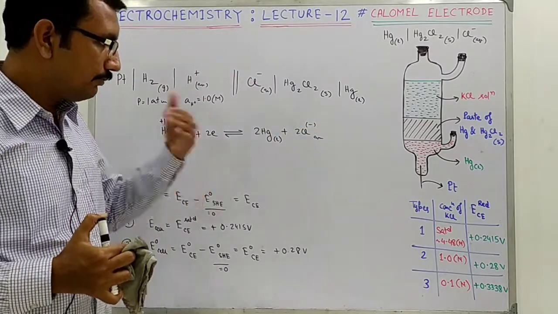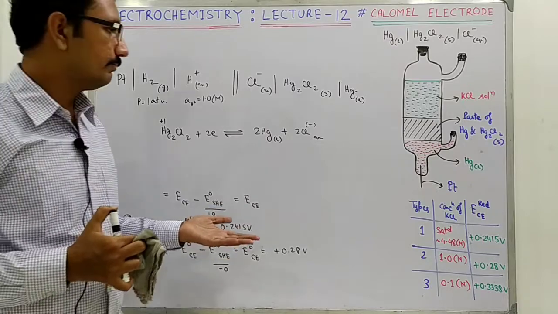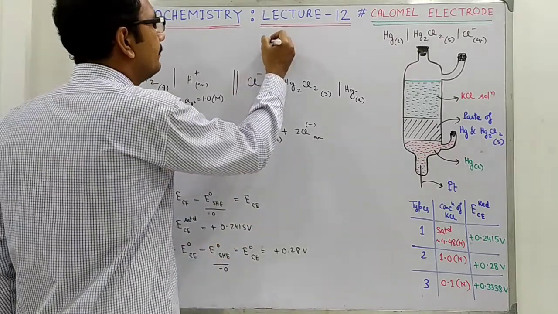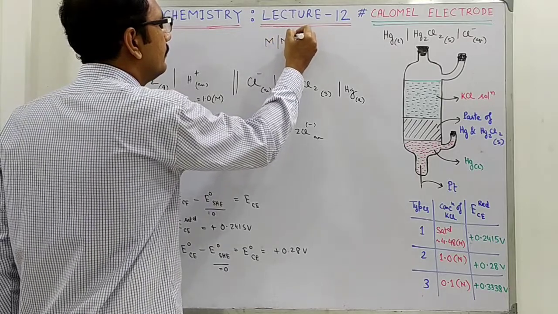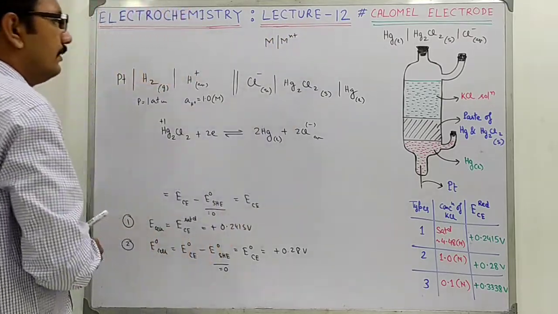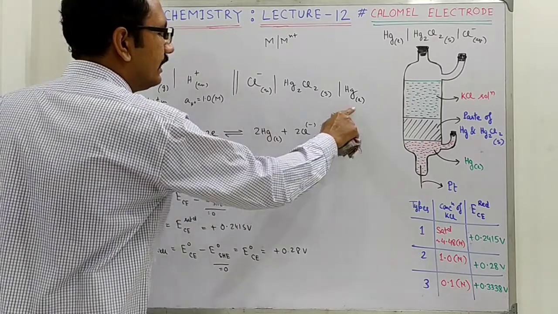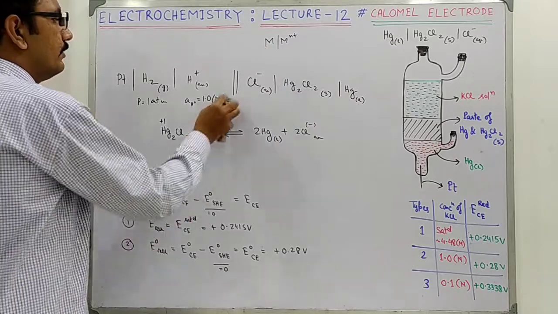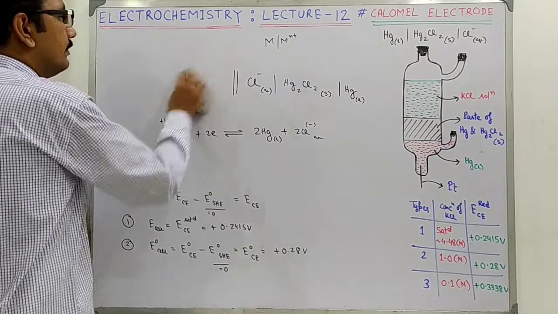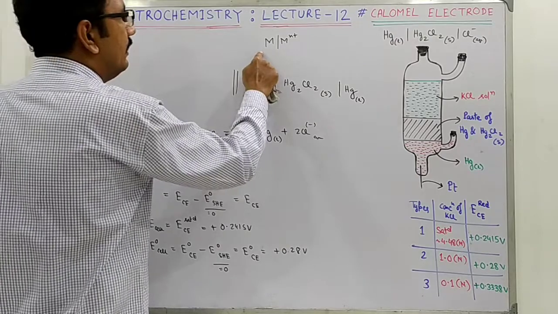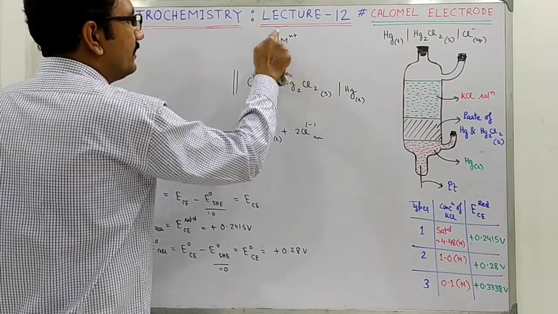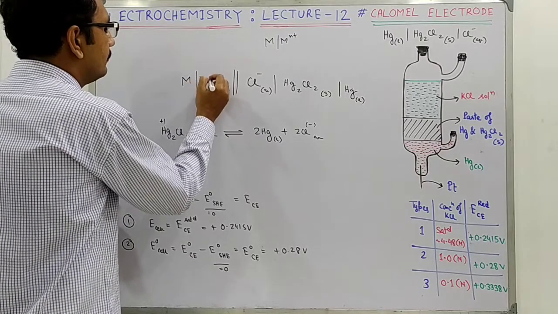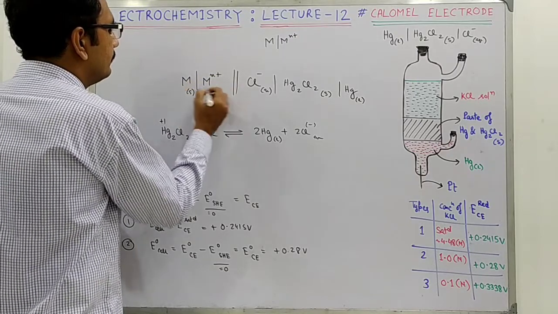Now, next what is to do? What you have to do? You have an unknown electrode, say Mn plus. Now, you know the value of the standard electrode potential of this Calomel electrode. So, if you wish to find the electrode potential of this unknown electrode, you have to connect it with the Calomel electrode. This is your duty now.